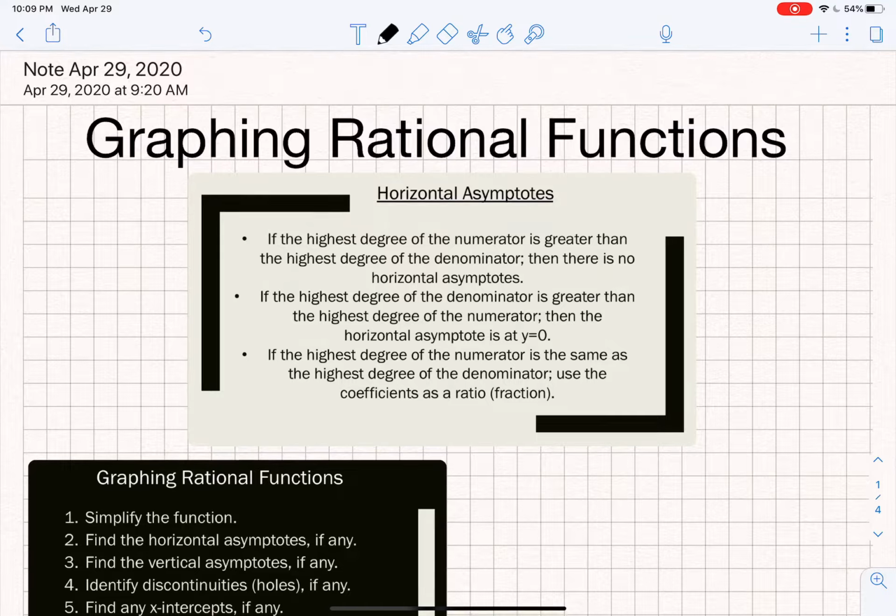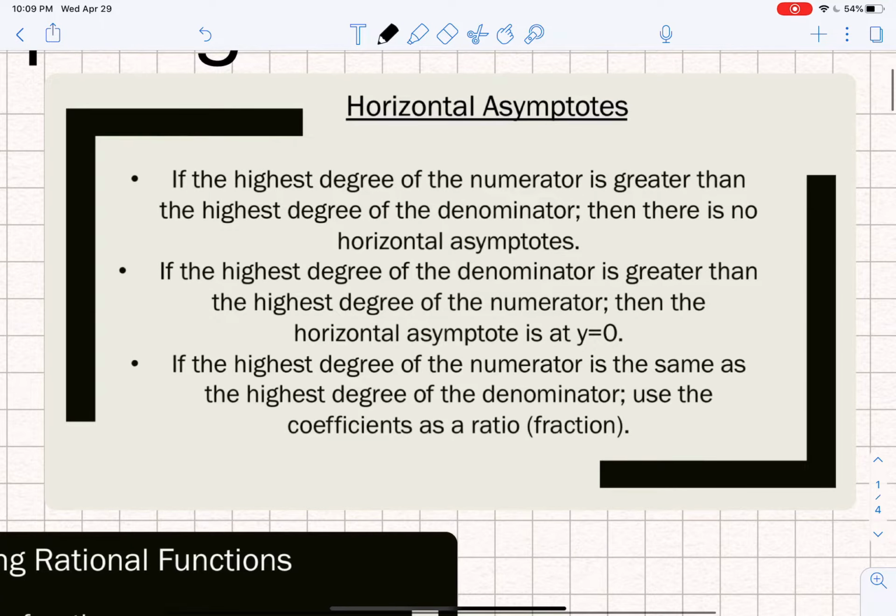So first, we have three different criteria. If the highest degree of the numerator is greater than the highest degree of the denominator, then there is no horizontal asymptote. The next one is if the highest degree of the denominator is greater than the highest degree of the numerator, then the horizontal asymptote is at y equals 0.